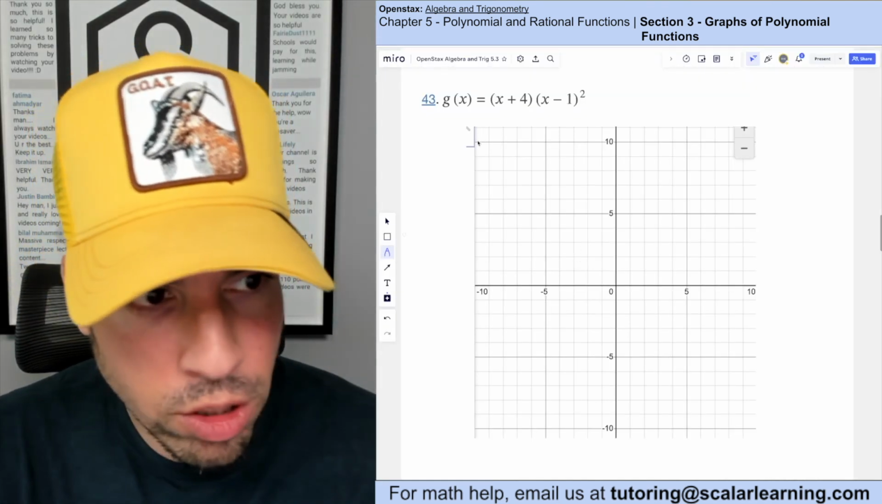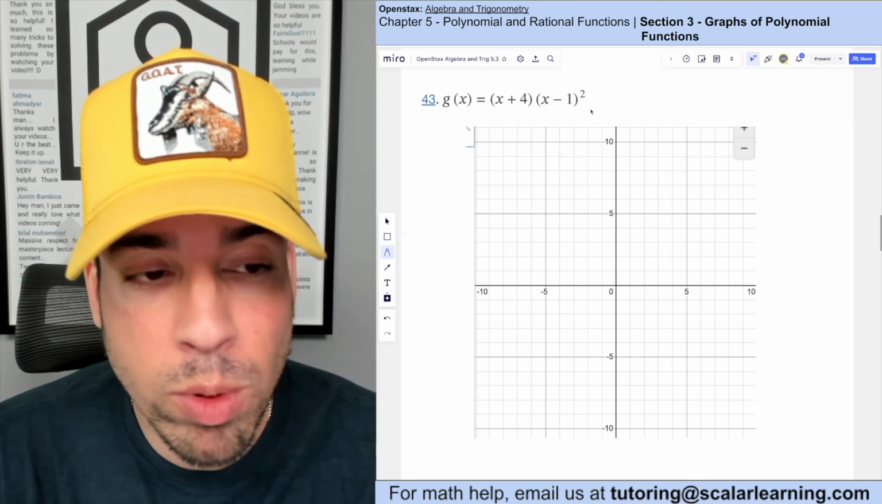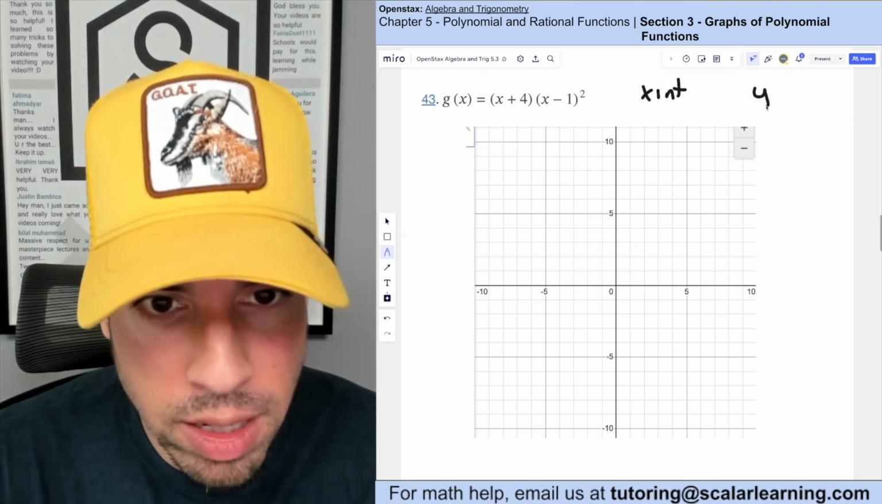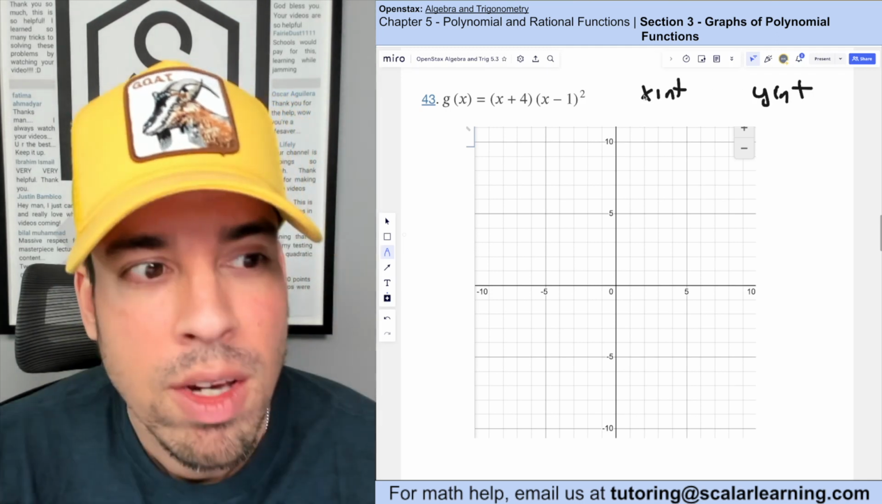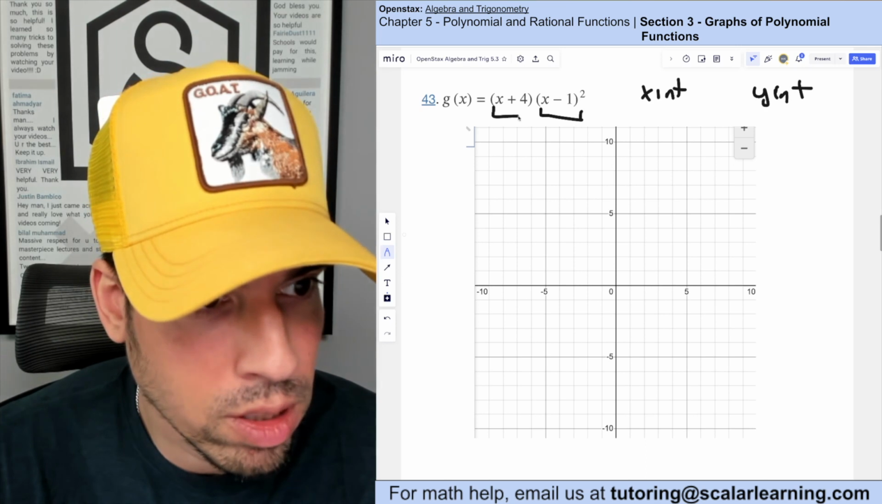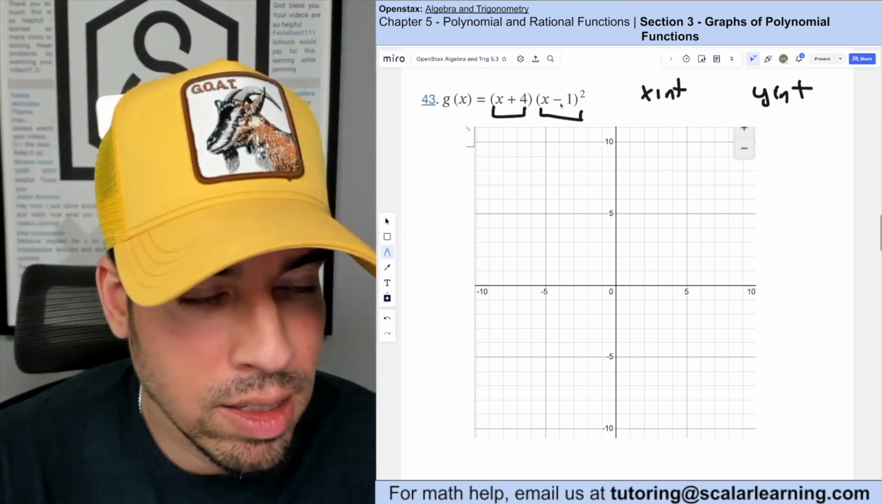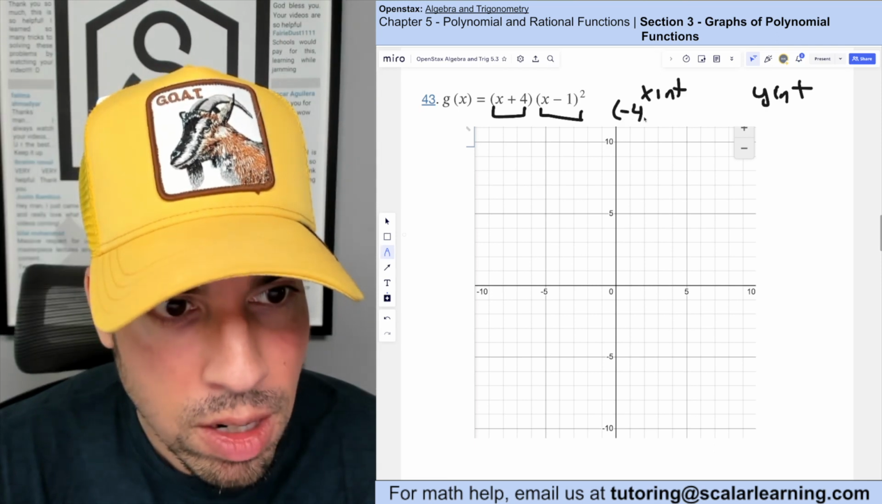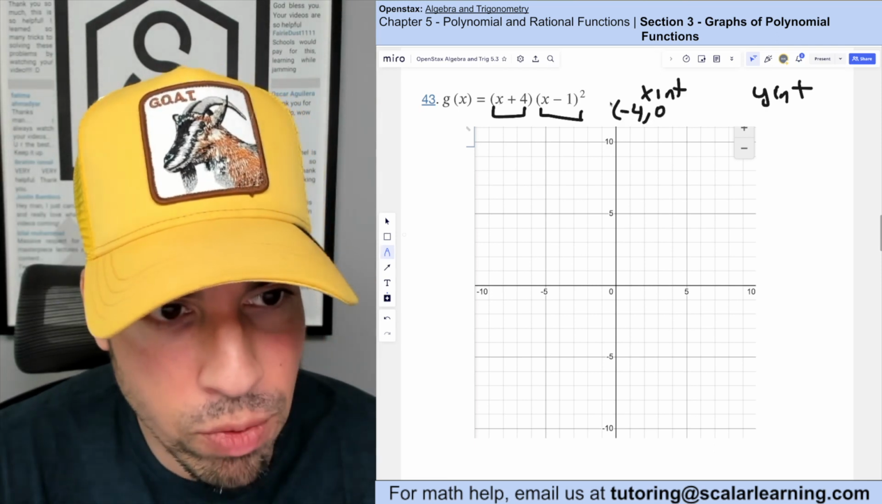So for this one, we want to graph it. And to graph it, we want to identify all of the x-intercepts as well as the y-intercepts first. So the x-intercepts are, again, those zeros of the function. What's going to zero this out and what's going to zero this out? And I can see that for this one in front, the binomial, it's going to be negative 4, right? Because negative 4 plugging in here plus 4 is 0.